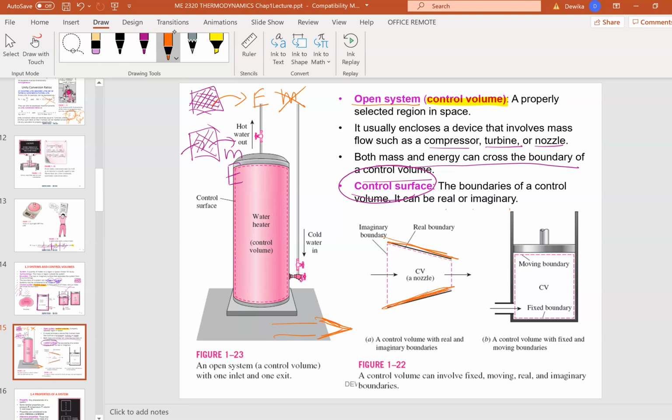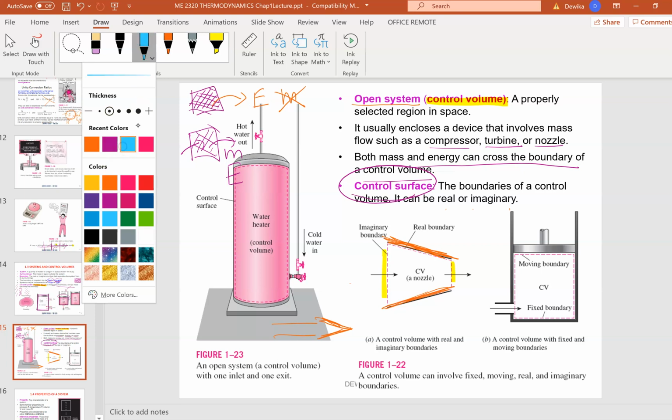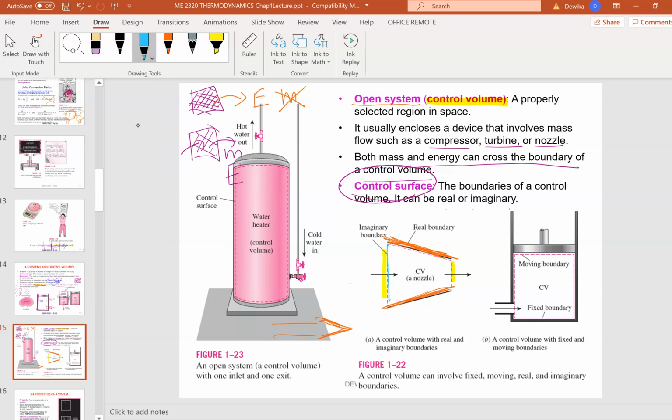The sides of the nozzle are a real boundary. Of course, this area here, the one that I have highlighted, is actually open. Water can go in and go out, right? But for thermodynamic purposes, what we do is imagine that there is a boundary. It's called the imaginary boundary. Just for calculation purposes, you draw this blue line. Otherwise, in real life, you do not have such a boundary here. If you had a boundary, then how would the water go in and out, right?